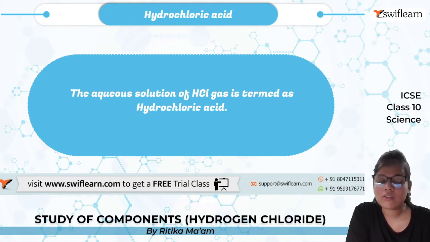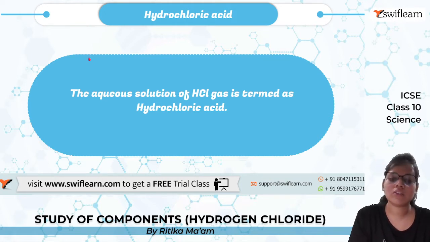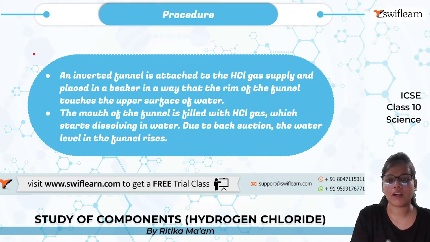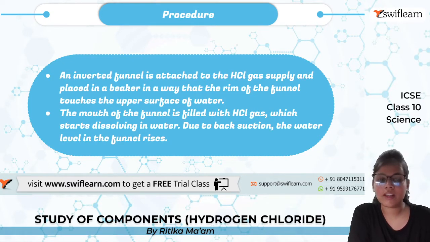Now, the aqueous solution, meaning the solution of hydrogen chloride gas in water, is known as hydrochloric acid. How to prepare it? On dissolving hydrogen chloride in water, hydrochloric acid is formed. This gas is passed through water until no more gas is able to be absorbed. And this particular saturated solution contains about 36% of hydrochloric acid by mass. How to prepare it? Let's see.